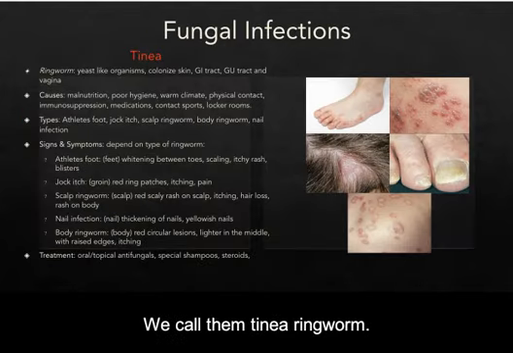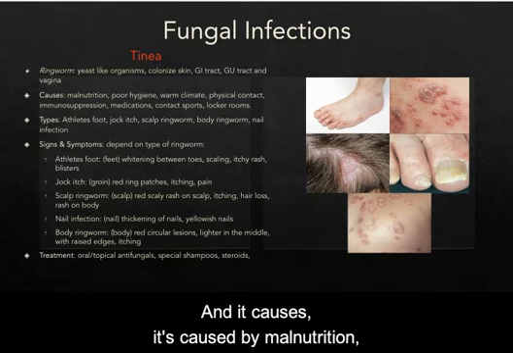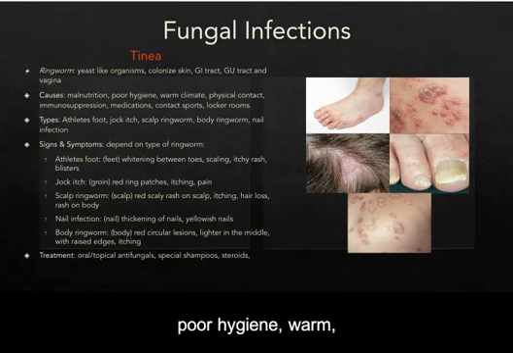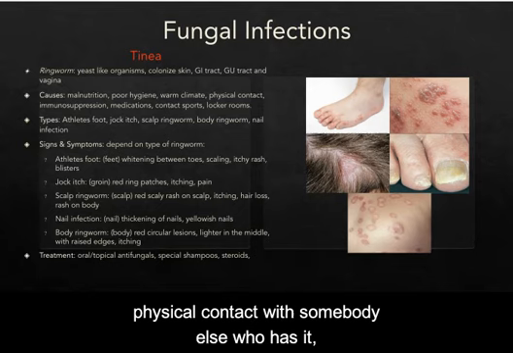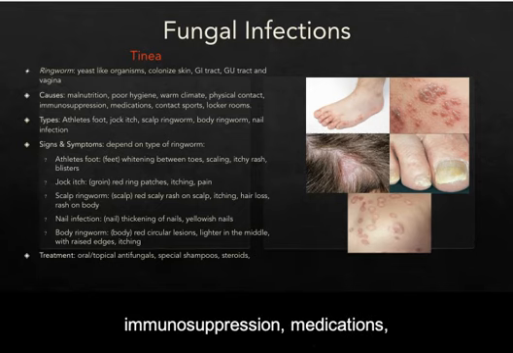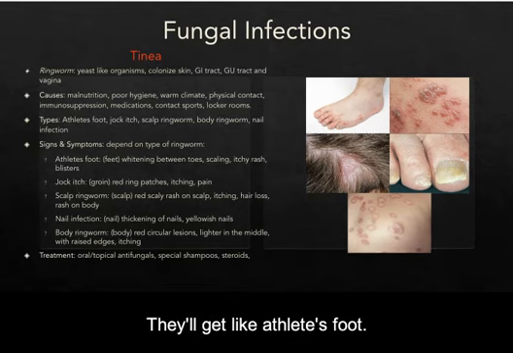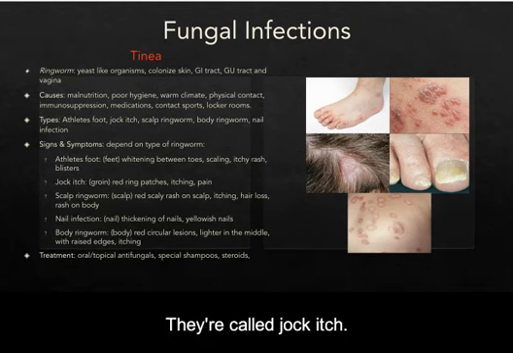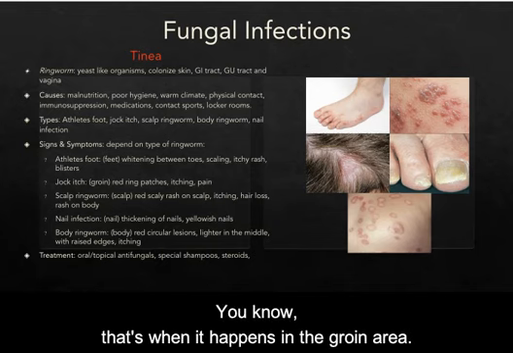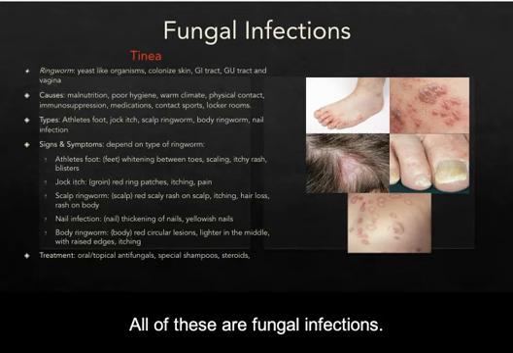Then we have fungal infections. We call them tinea, ringworm. They're yeast-like organisms. They colonize the skin, GI tract, GU tract, and vagina. And it's caused by malnutrition, poor hygiene, tropical warm climates, physical contact with somebody else who has it, immunosuppression, medications, contact sports. Athletes get it in locker rooms. They'll get athlete's foot, and that's basically a fungal infection between their toes, right? It's called jock itch when it happens in the groin area. Then you have scalp ringworm, body ringworm, and then nail infections. All of these are fungal infections.